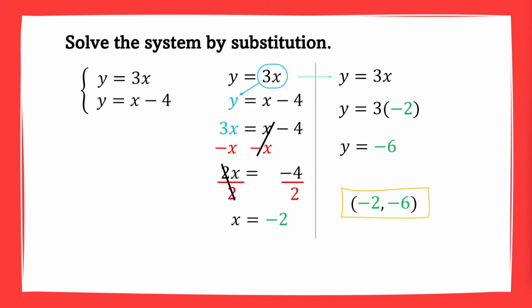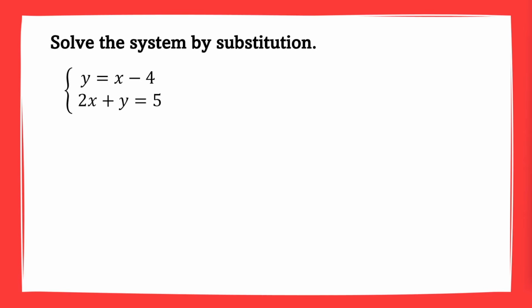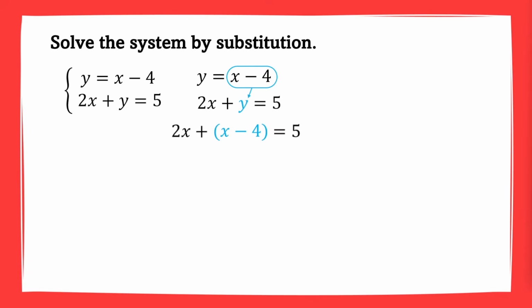both produce true statements. Next, we have y equals x minus 4 and 2x plus y equals 5. Notice that the first equation is solved for y, which means we can substitute x minus 4 for y in the second equation. This gives us an equation containing only x.